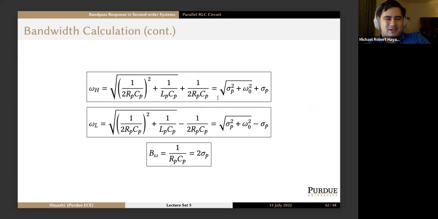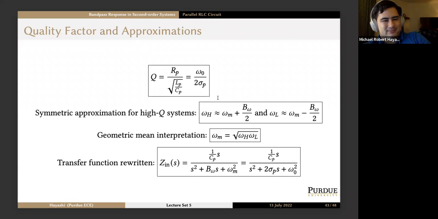These equations for omega h and omega L are hardly used in practice. I mean, you can. I certainly use them when I'm being exact, which I try to be for lectures. But most of the time, people will say for a very high Q system, as a rule of thumb Q greater than 10 or so, Q being unitless, omega h is approximately equal to omega m, the middle frequency, plus half the bandwidth. Omega L is approximately equal to omega m minus half the bandwidth. So this is a symmetric approximation.